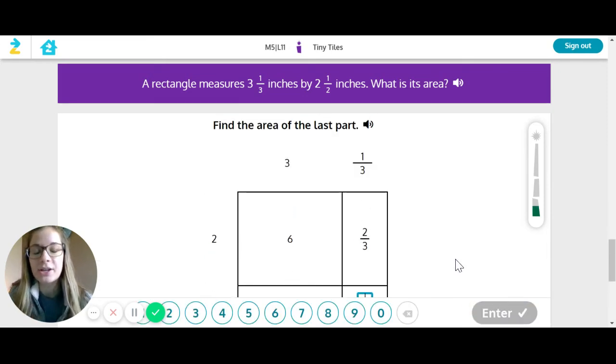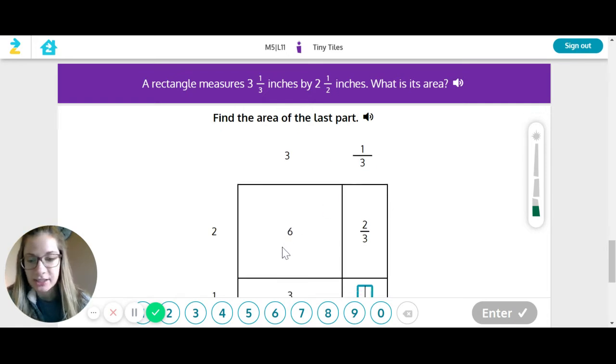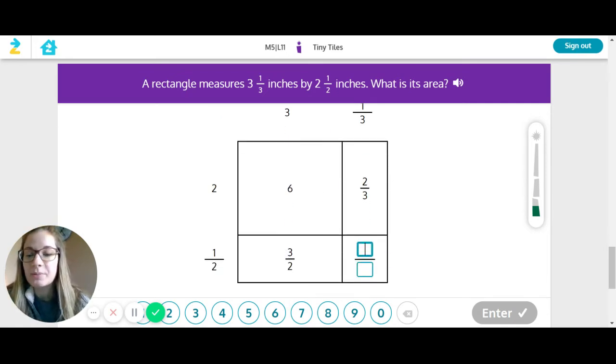Okay, and next one, you have a fraction times a fraction. So that means we multiply straight across for both the numerator and the denominator. So 1 times 1 is 1. And then 2 times 3 for your denominator is going to be 6.